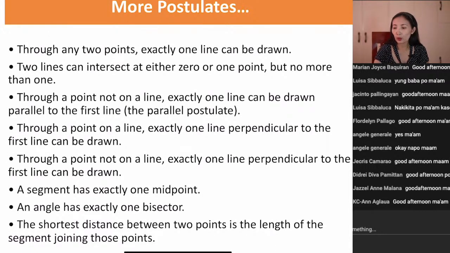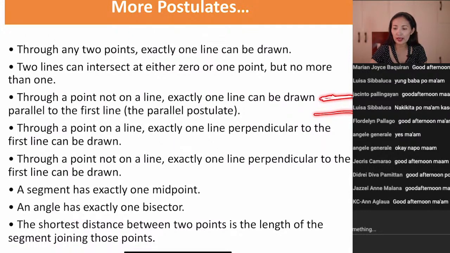Now, through a point not on a line, exactly one line can be drawn parallel to the first line, the parallel postulate. So here, if we have a line here and a point here, then exactly one line can be drawn parallel to the first line.